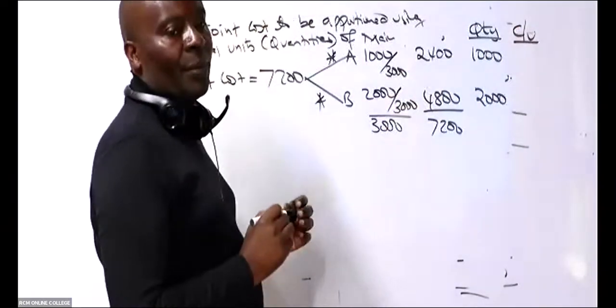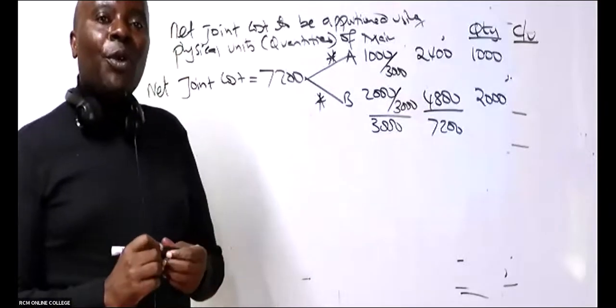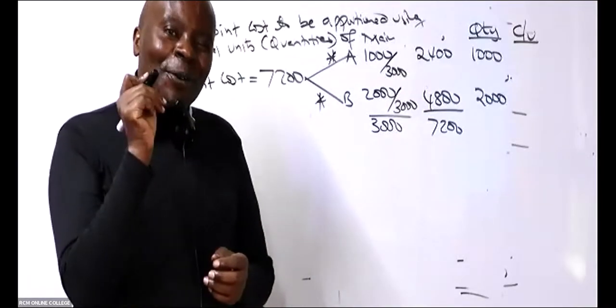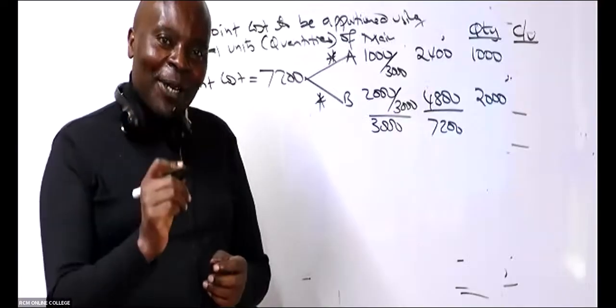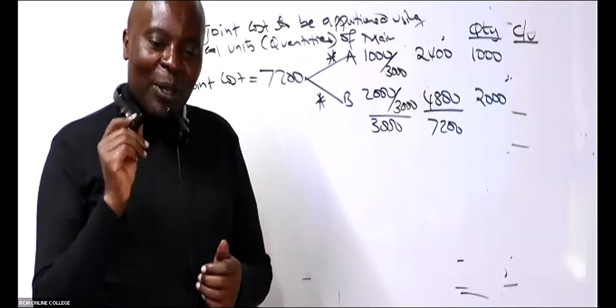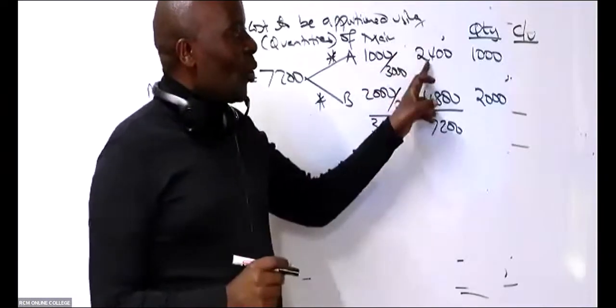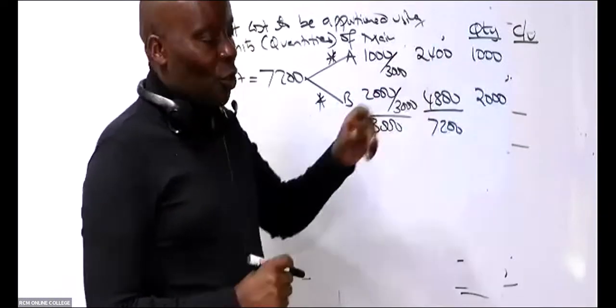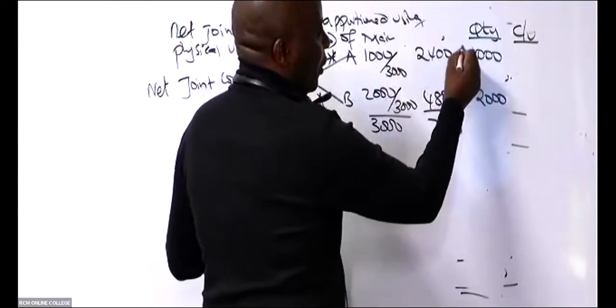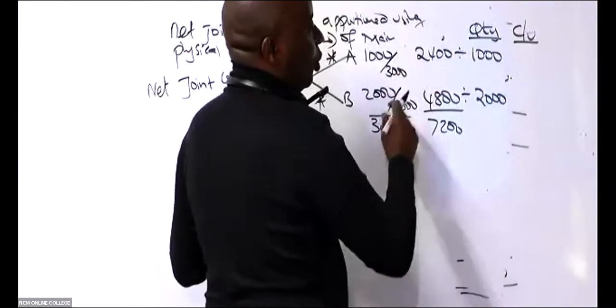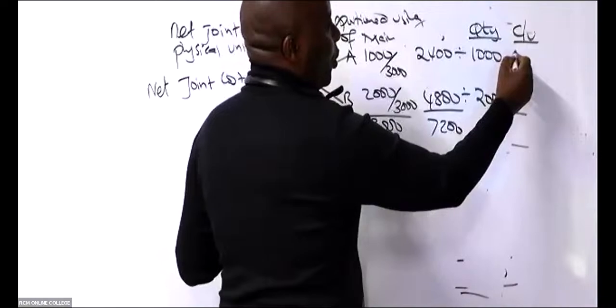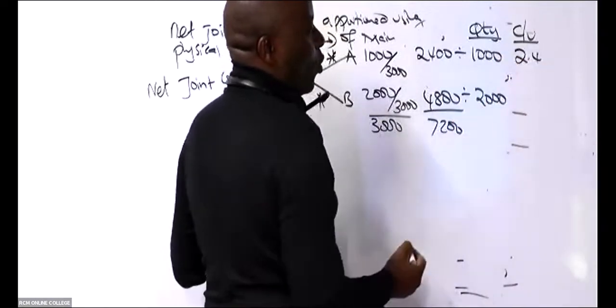You'll see this method is not very good because you're going to get the same cost per unit for these products. How do we get cost per unit? You take total cost and divide by quantity. You can write like this for your revision: 2,400 divided by 1,000 gives me 2.4. Is it?